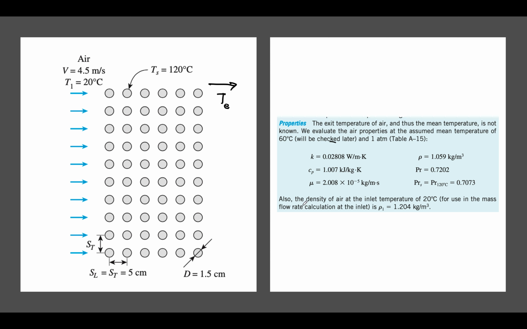The density of the air will be evaluated at T equal to 20 degrees Celsius because we want to find the mass flow rate of the air into the tube banks. Therefore, we need to evaluate the density of air at inlet temperature. Here we have the density of air at inlet temperature as 1.204 kg per cubic meter.